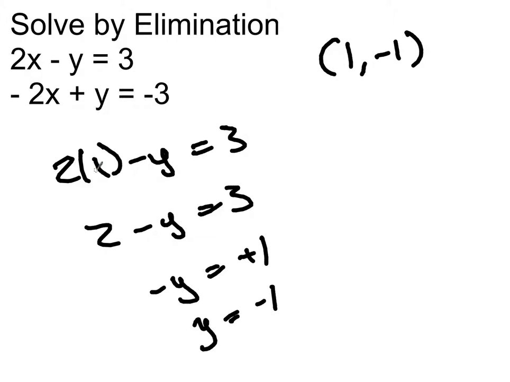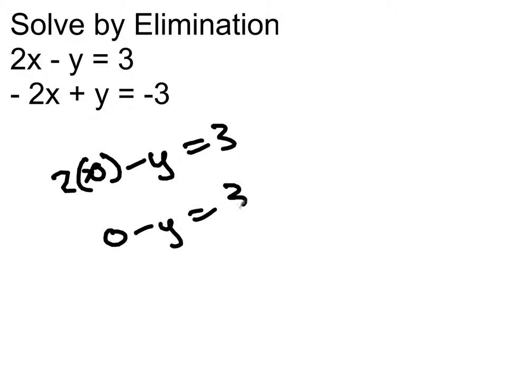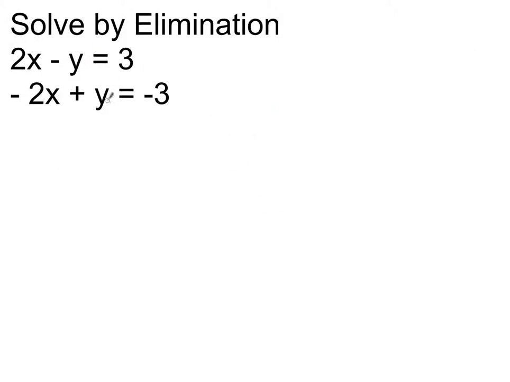And I could keep doing this. I could keep plugging in something for x and solving for y, and I would have another solution and another solution. Let's go ahead and do it with 0. 2 times 0, since we saw 0, 0 is not a solution, that gives me 0 minus y equals 3, so y equals negative 3. So 0, negative 3 is a solution. And it works for both of them. Any solution that works for this one will work for that one. And that's what happens whenever you use elimination and your variables go away.